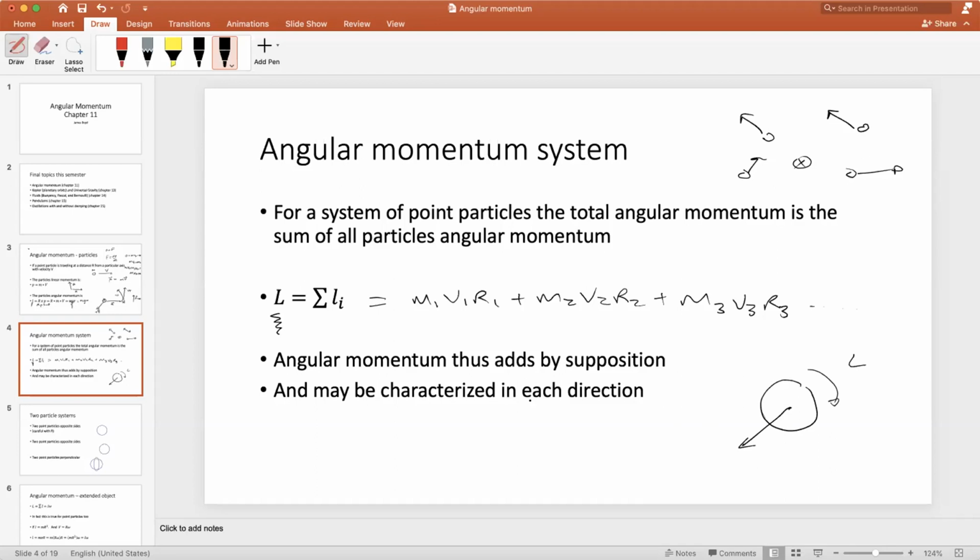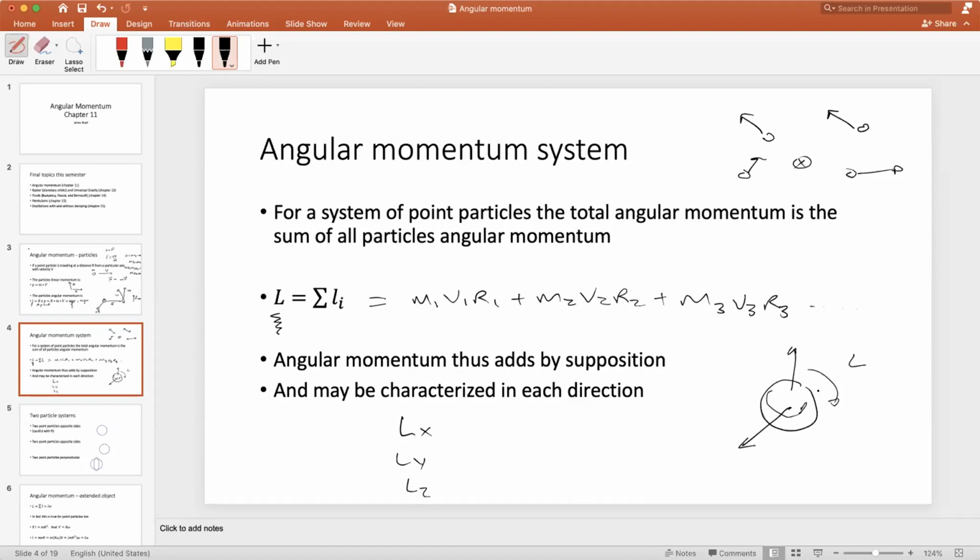What this means right here, superposition just means that you can add them all together and assume that they don't affect each other. When I say characterized, all I mean is that you can have L in the x, L in the y, and L in the z, and that's a little hard to think about because technically this wheel could also be rotating like a coin on its edge spinning.